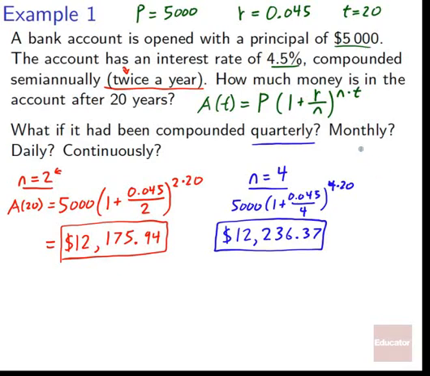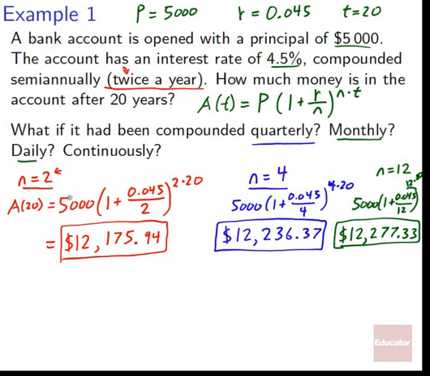What if we have it do it monthly? How many months are there in a year? There are 12 months in a year, so n equals 12. 5,000, our initial principal, times 1 plus our rate over 12, to the 12 times t. So what's our t? Our t was 20. So 12 times 20. That'll come out to be $12,277.33.